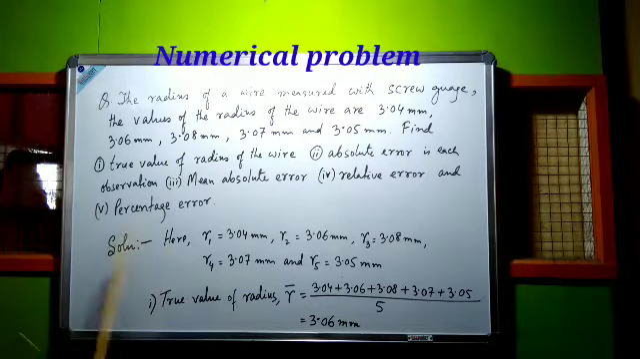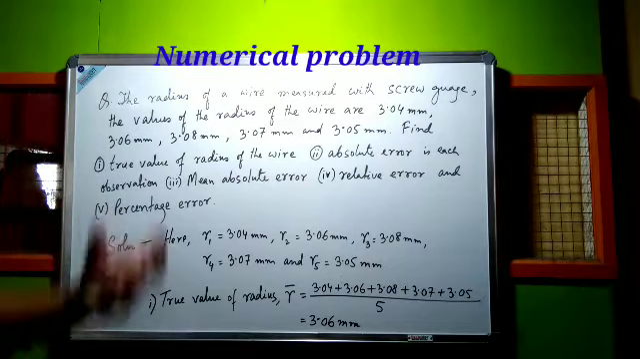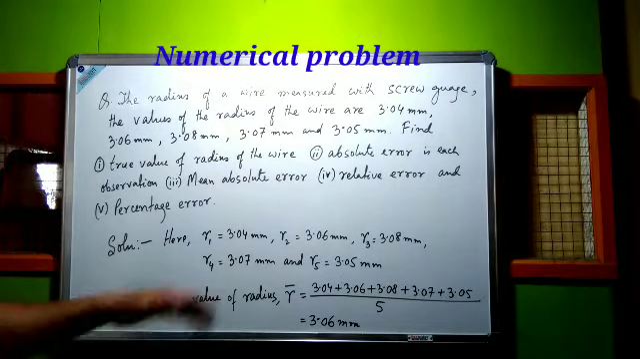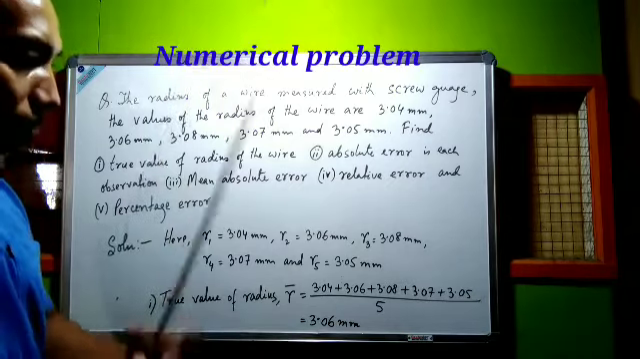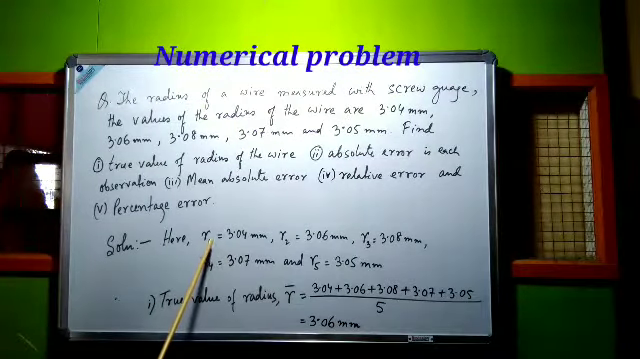So, solution. Here R1, that is the first measured value, is 3.04 millimeter. R2, the second measured value of the radius, is 3.06 millimeter. R3 is 3.08, R4 is 3.07, and R5 is 3.05 millimeter. So the 5 measured values are given.